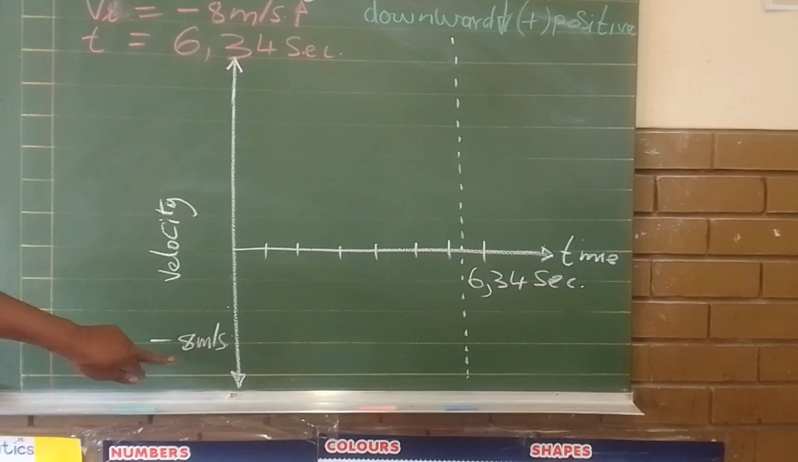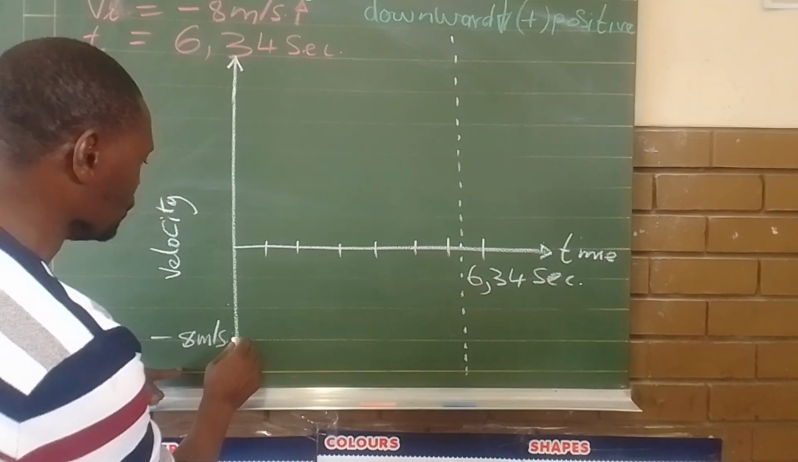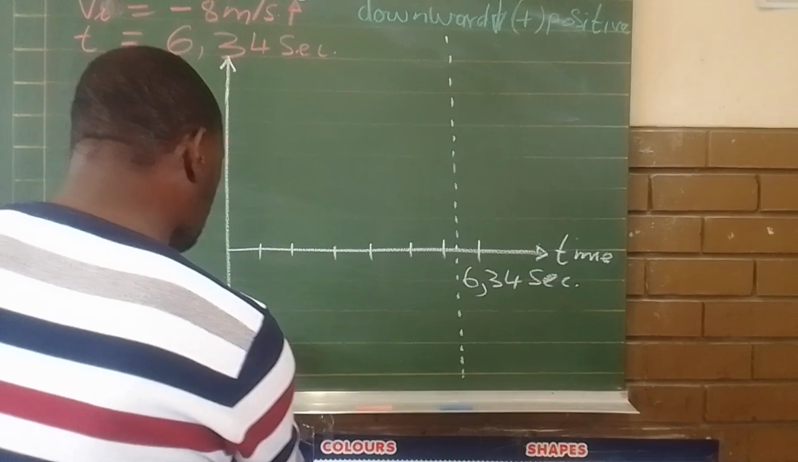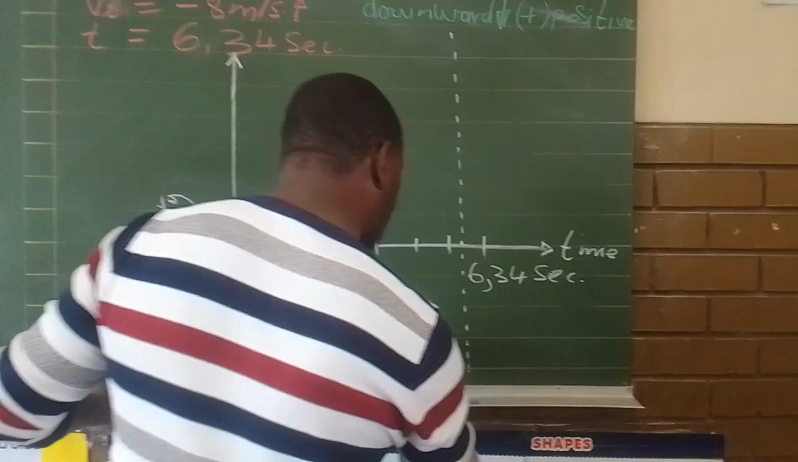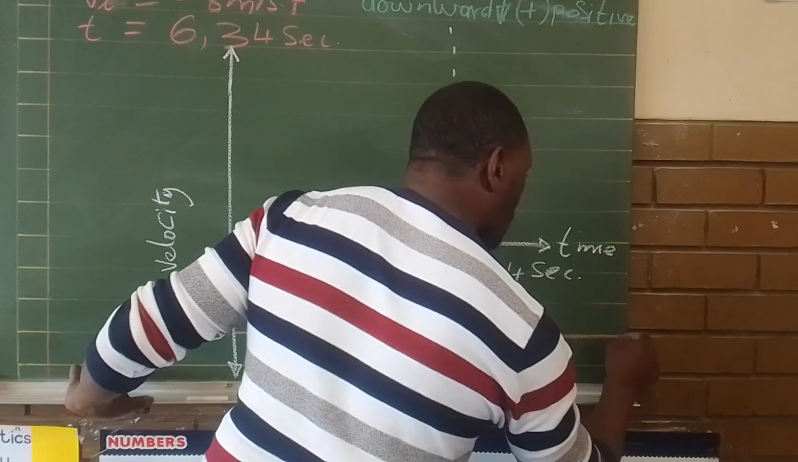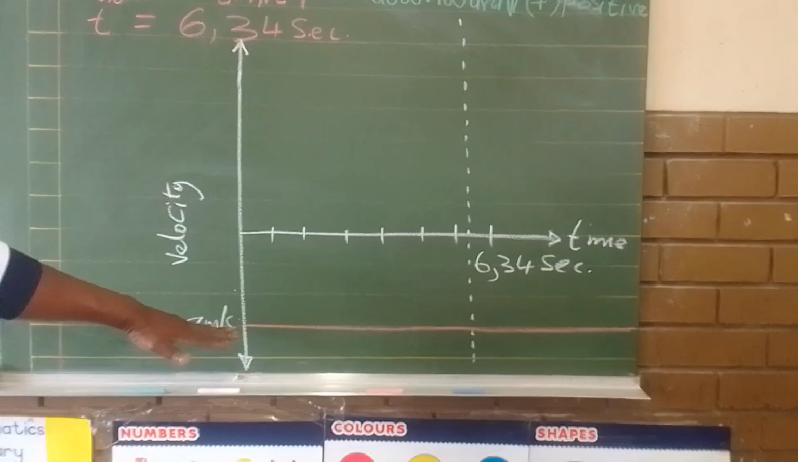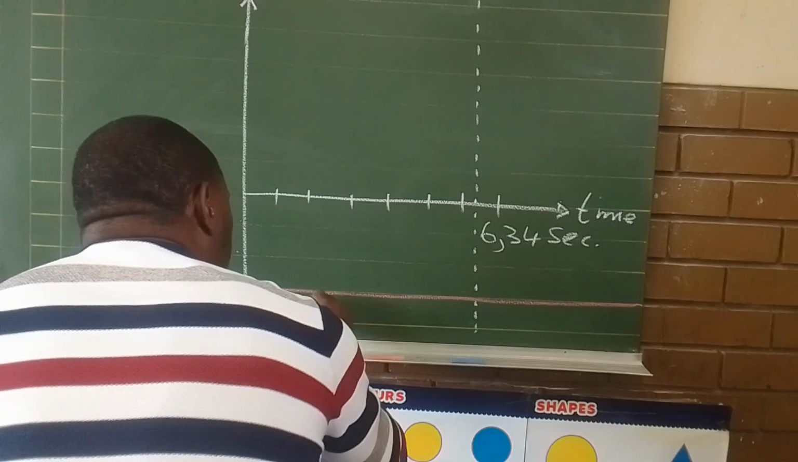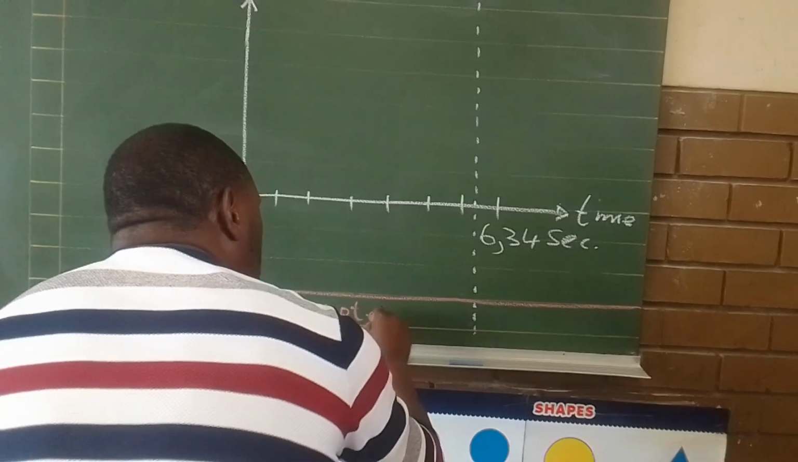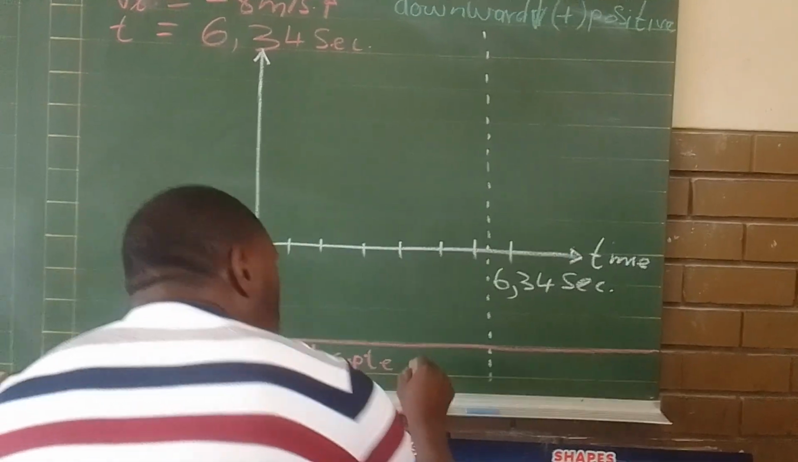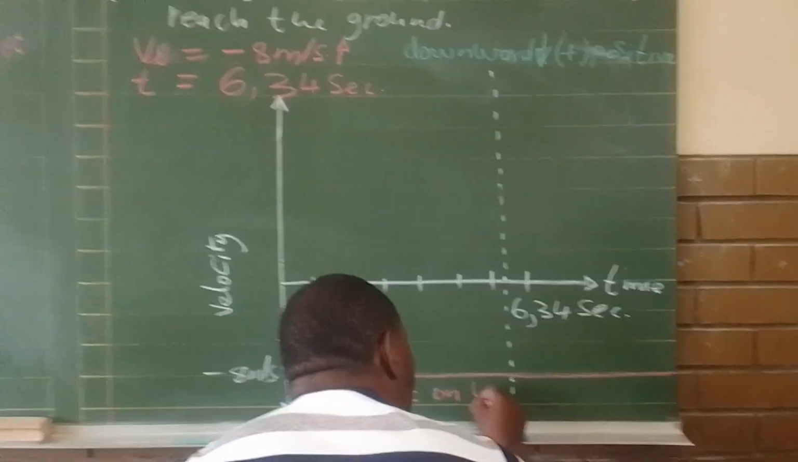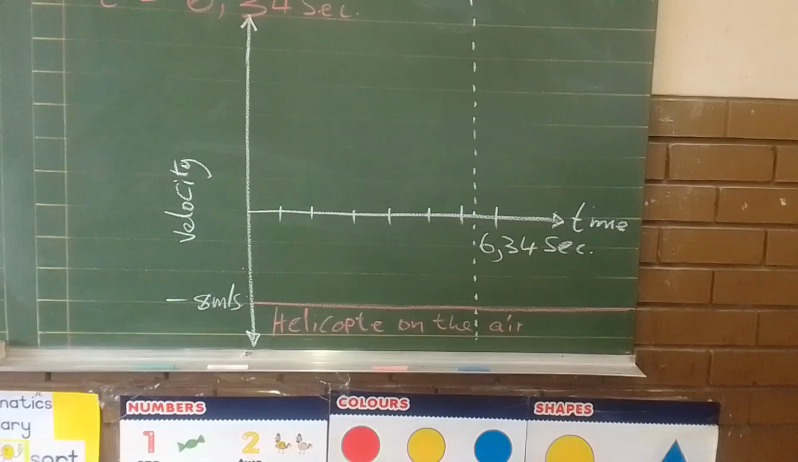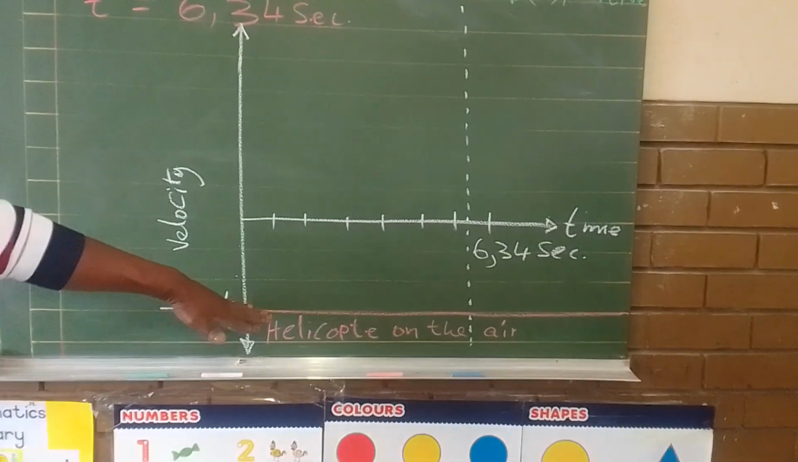The helicopter is going to travel at a constant velocity of 8 meters per second. It does not go up or down. This is our helicopter in the air.